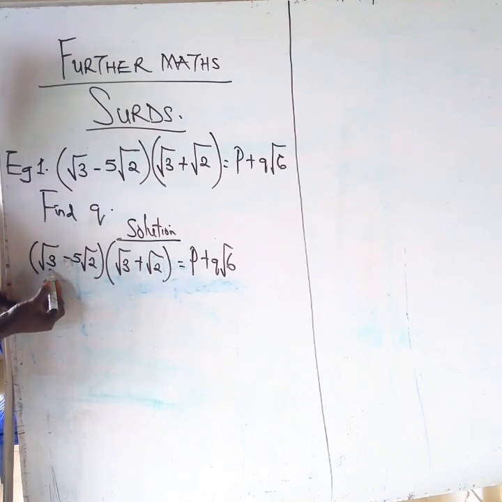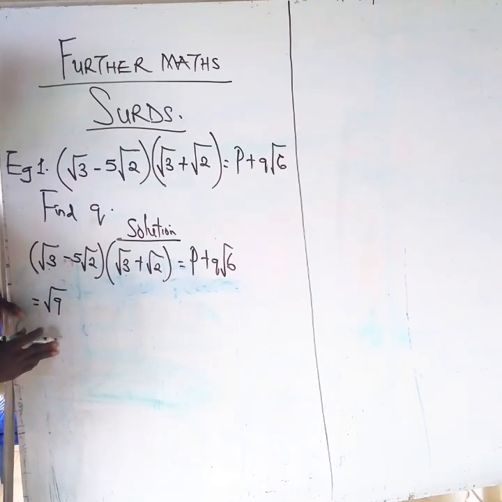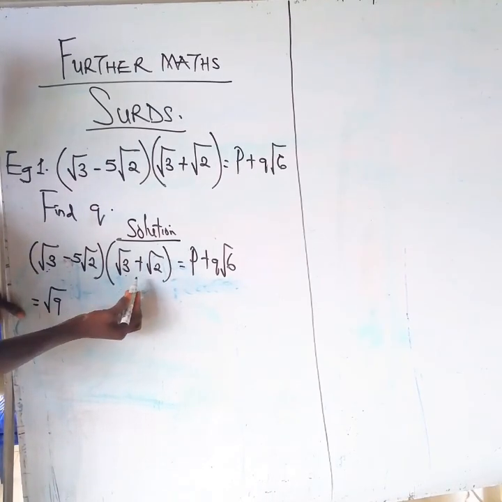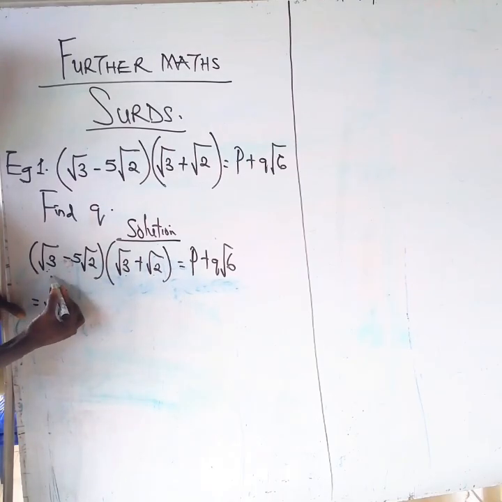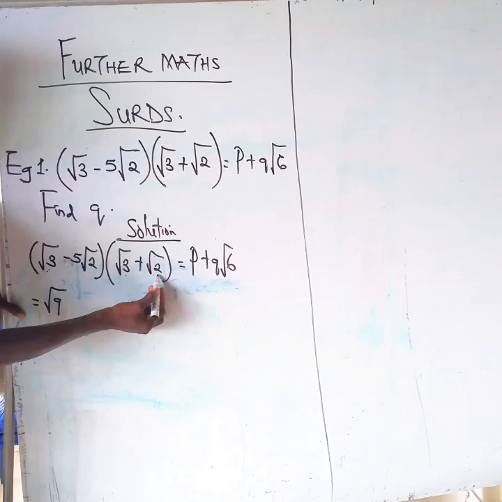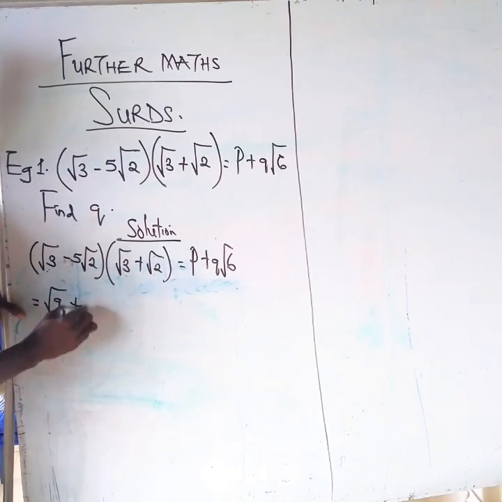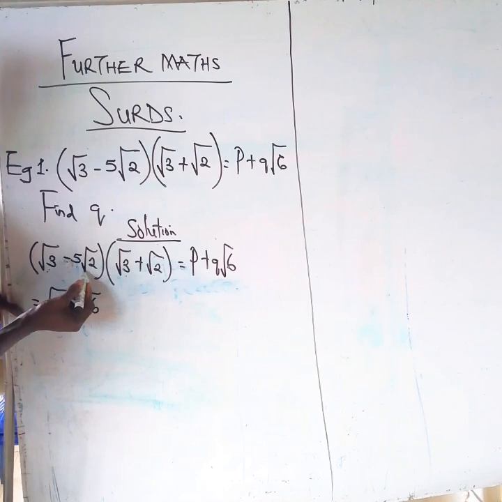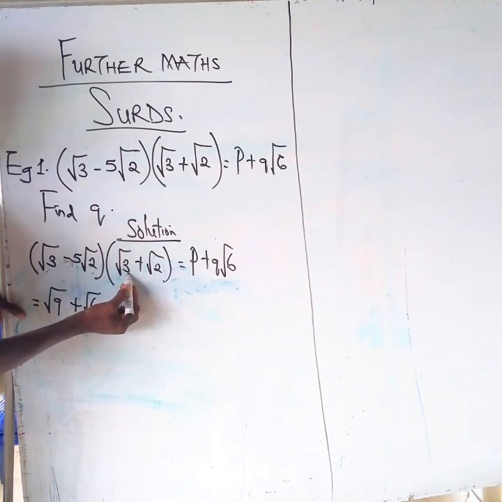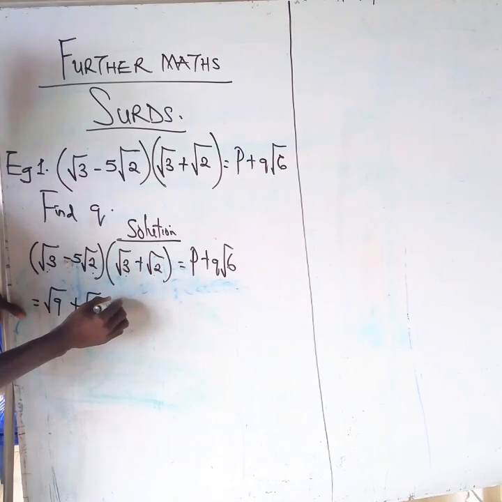You have root 3 times root 3, which gives you root 9. Root 3 times plus root 2 is positive root 2. Root 3 times positive root 2 gives you plus root 6, because 3 times 2 is 6. Now you're done with root 3. You're going to have minus 5 root 2 times root 3, which gives you minus 5, 2 times 3 is what? Root 6. You're done with that.